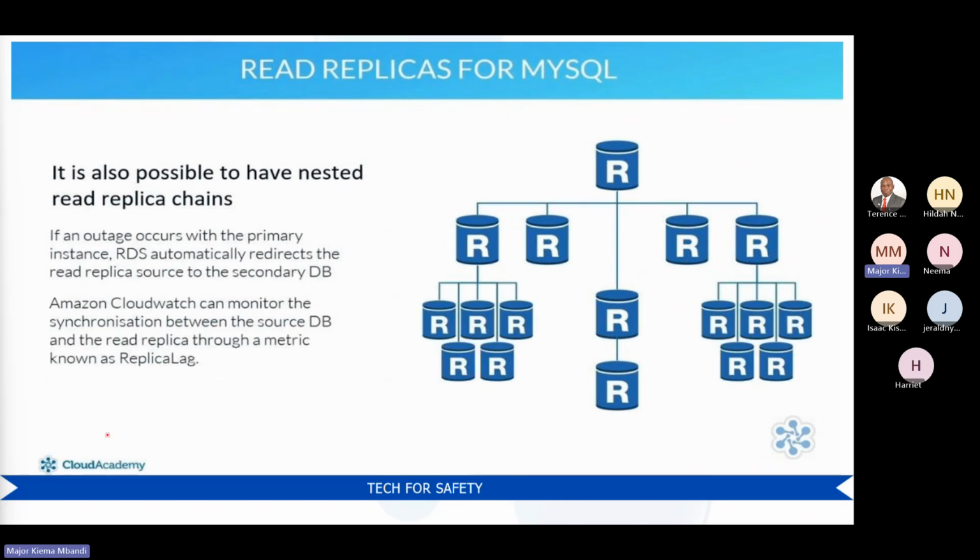It's also possible to have nested replicas. If an outage occurs within your primary instance, RDS automatically redirects the read replica source to the secondary DB. Amazon CloudWatch can monitor the synchronization between the source DB and the read replica through a metric known as replica lag. So it's good to know about replica lag.